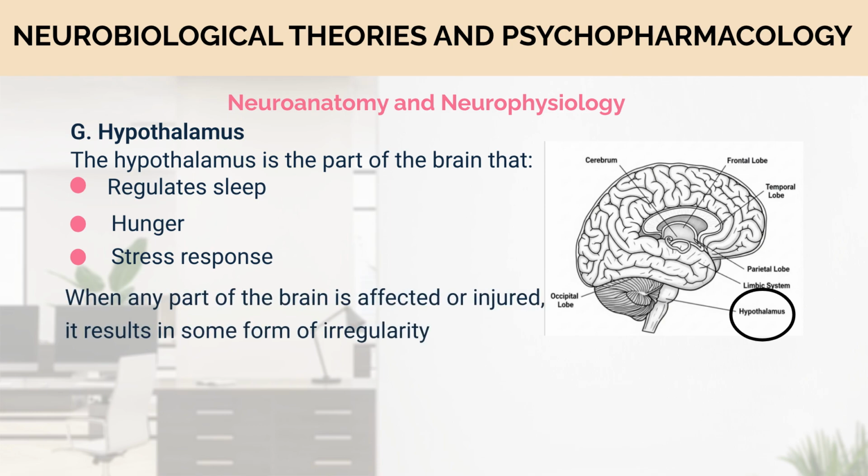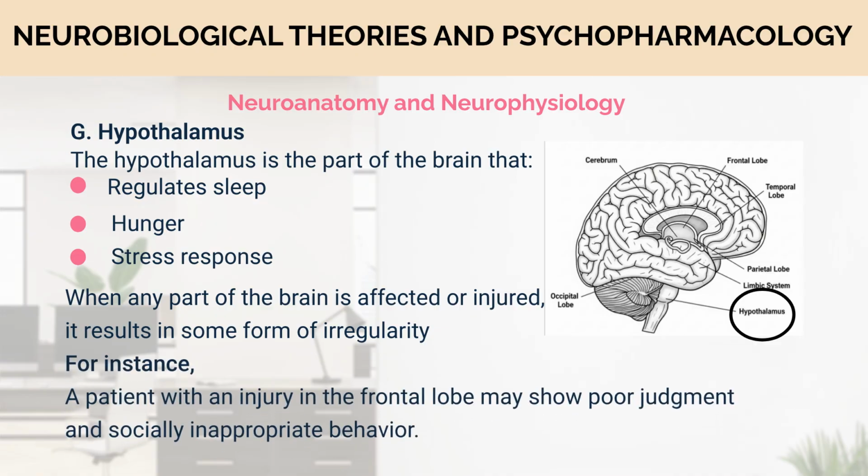When any part of the brain is affected or injured, it results in some form of irregularity. For instance, a patient with an injury in the frontal lobe may show poor judgment and socially inappropriate behavior.